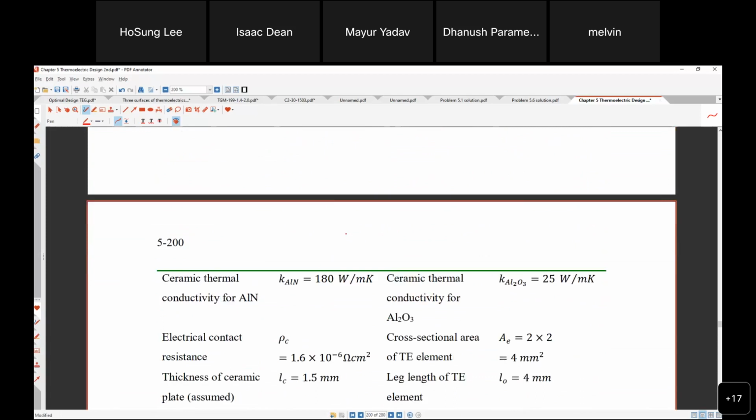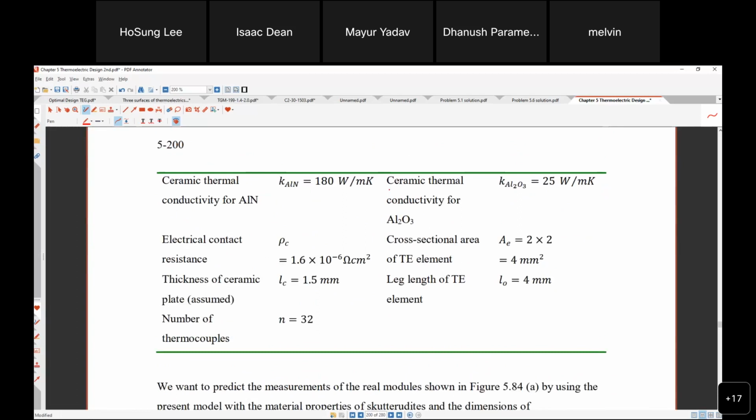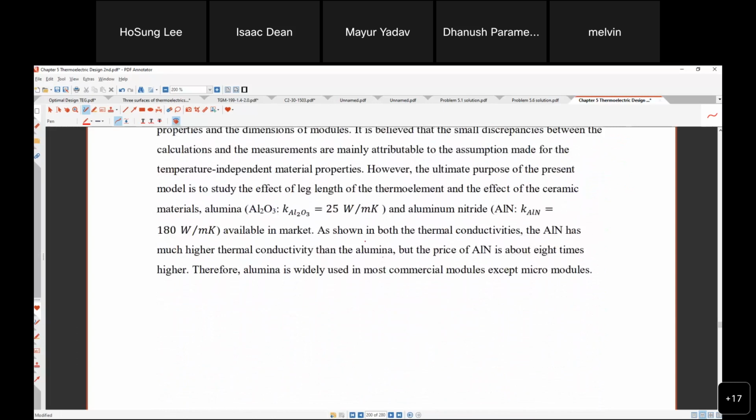This is their module. The thermal ceramic material they used is aluminum oxide. Obviously, they don't know what to do. And for the electrical side, the number of thermocouples and the leg length, believe it or not, they used a 4 millimeter leg length. And they showed this measurement, not me.